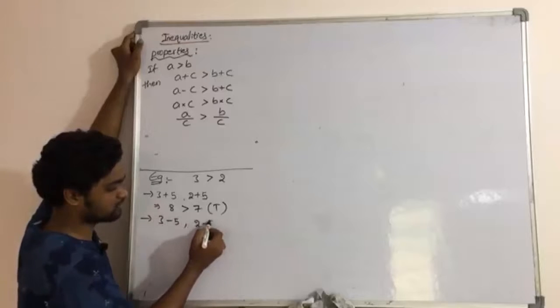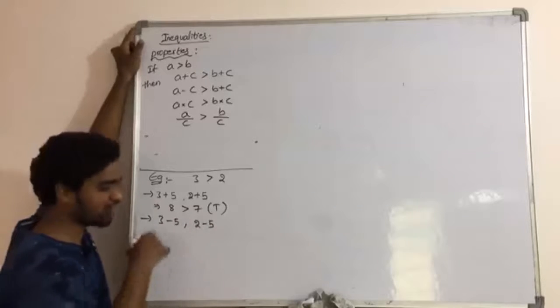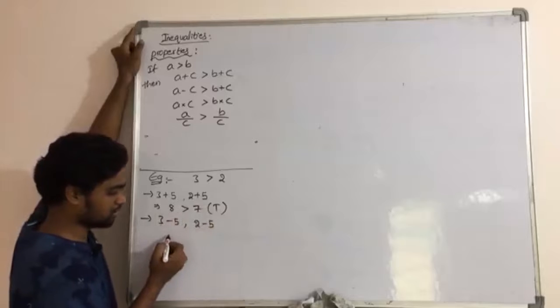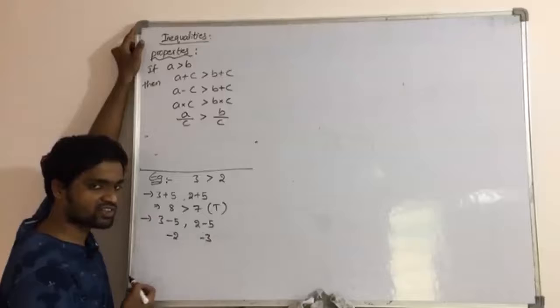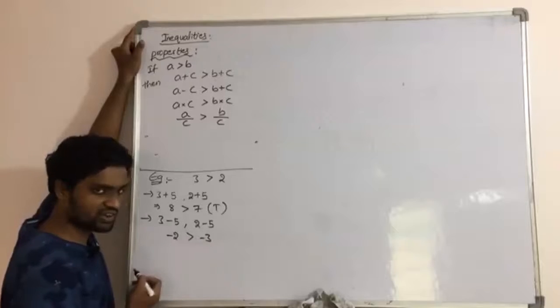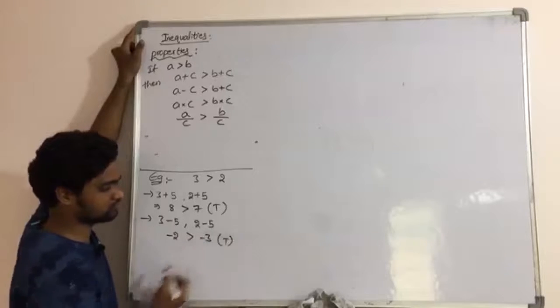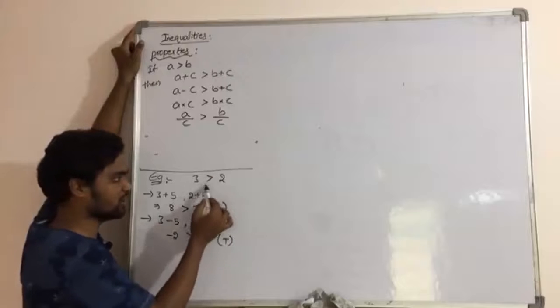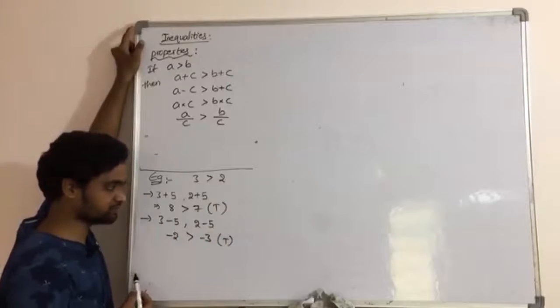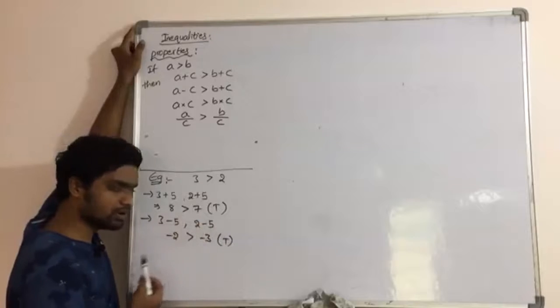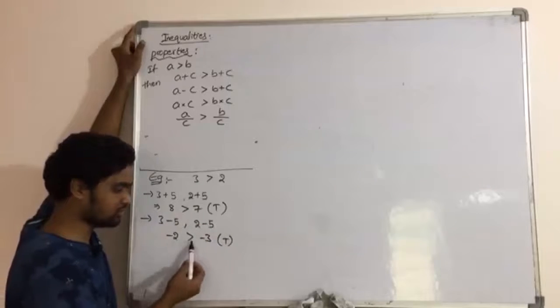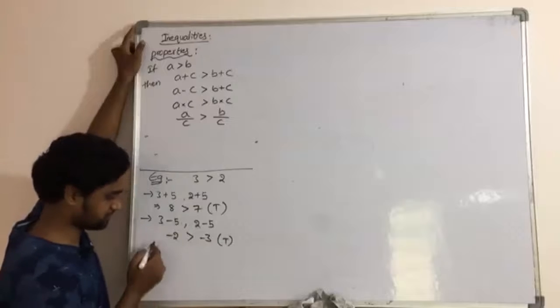Next. 3 minus 5, 2 minus 5. Subtracting 5 on both sides. Now this is minus 2 and this is minus 3. Which is greater? Minus 2 is greater. So true. Okay. So what was the inequality? Initially it was greater than. Later also, after adding a particular number and subtracting a particular number, the inequality remained the same.